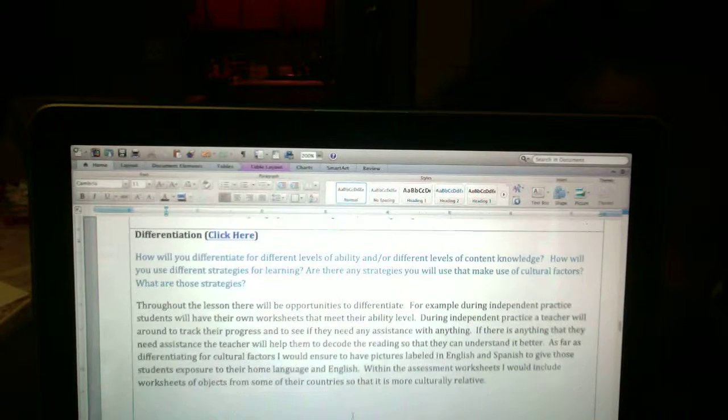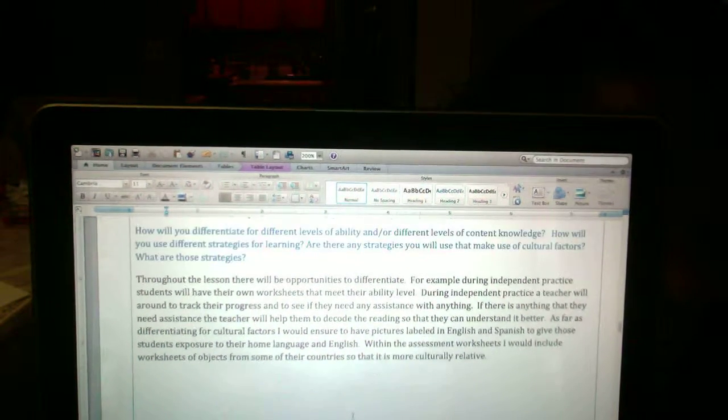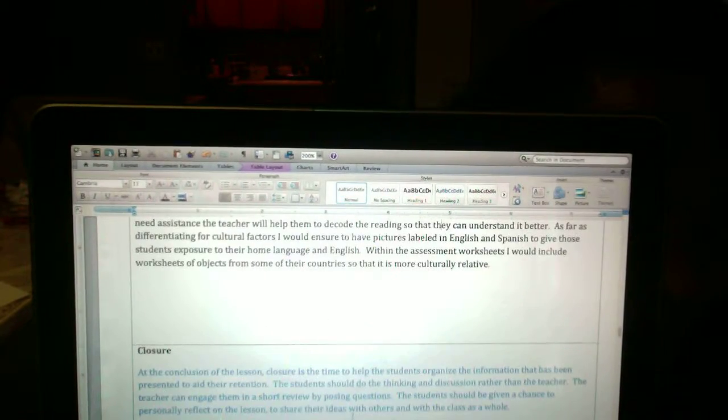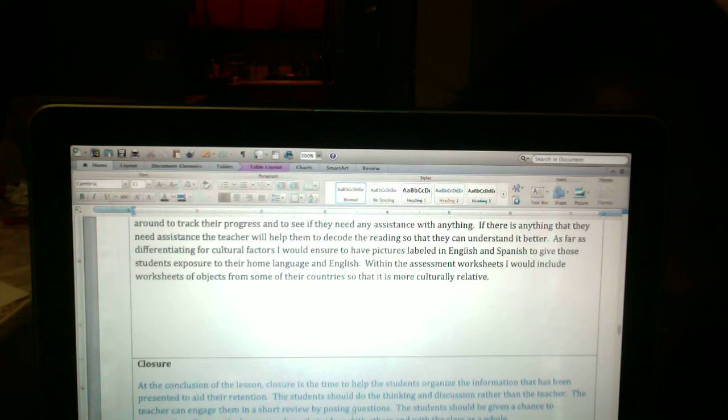So here I just mapped out how I would differentiate yet again. Throughout the lesson, as I mentioned before, there'll be opportunities to differentiate. For example, during independent practice, students will have their own worksheets that meet their ability level. During independent practice, a teacher will walk around to track their progress and to see if they need any other assistance with anything. If there are any students that need assistance, the teacher will help them to decode the reading that we just read, so that they can understand it better.